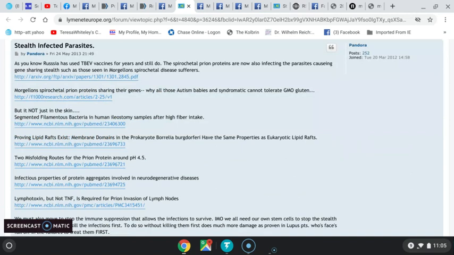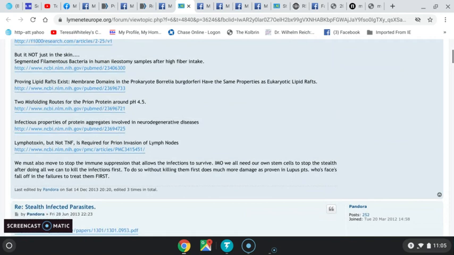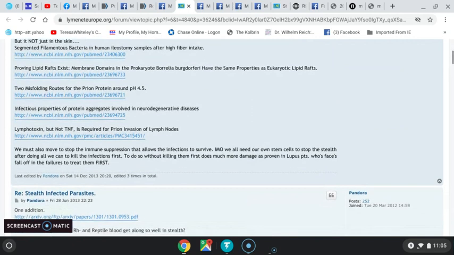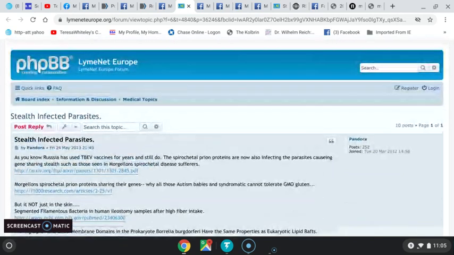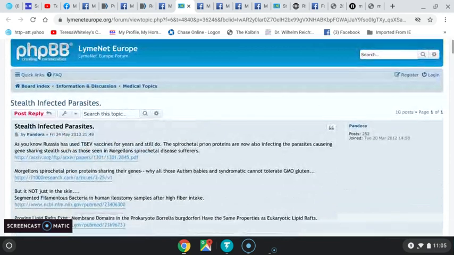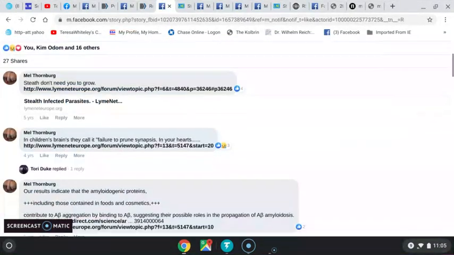As you know, Russia has used TBE vaccines for years and still do. Spirochetal prion proteins are now also infecting the parasites, causing gene-sharing stealth, such as those seen in Morgellons spirochetal disease sufferers. But it's not just in the skin. Segmented filamentous bacteria in ileostomy samples after high fiber intake. This link is the Lyme Net Urate, which has a lot of good information in it.